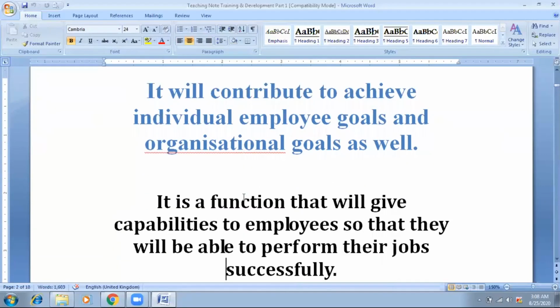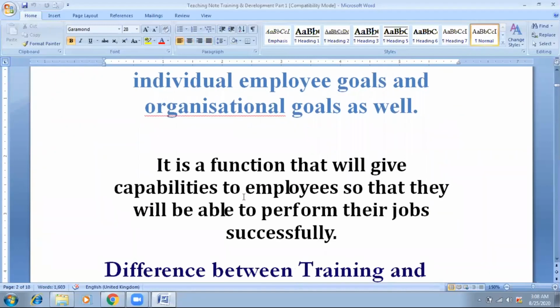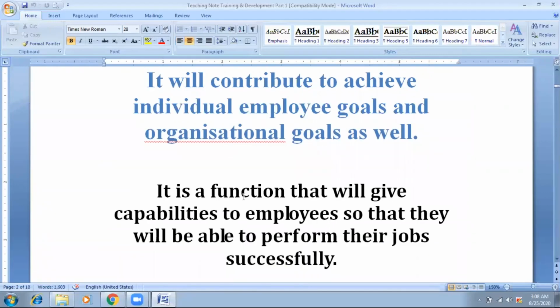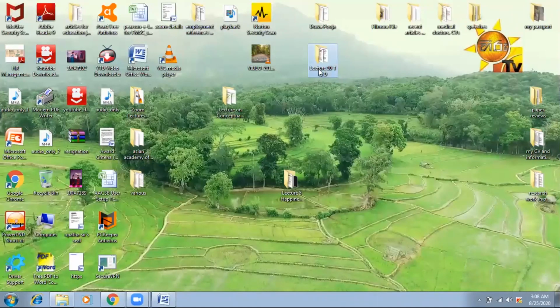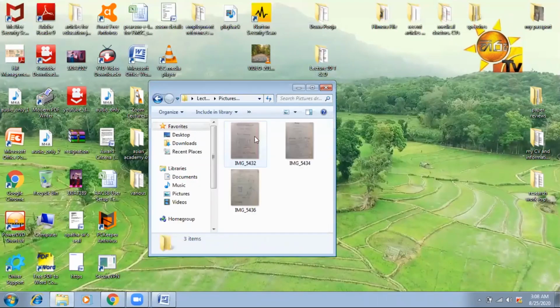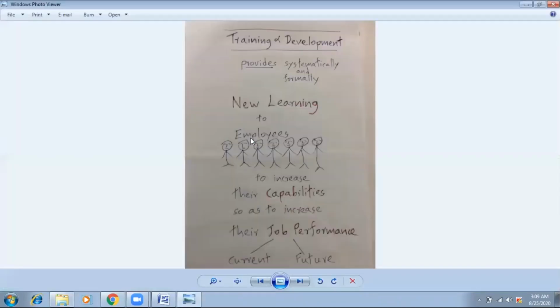It is a function that will give capabilities to employees so that they will be able to perform their jobs successfully. Okay. Try to understand this figure.